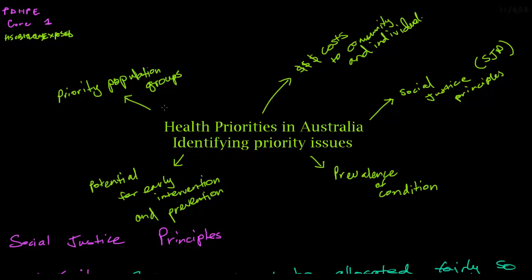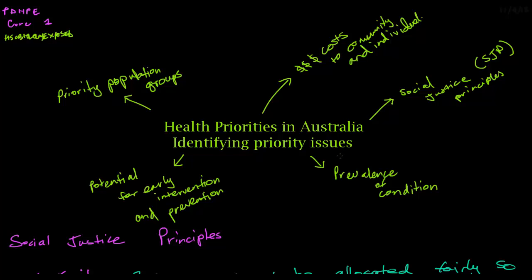So what population groups are in priority for receiving additional care or any sort of care in a particular area or issue? Then the next thing is, how much does it cost to the community and the individual? So what costs are involved to the community and individual? The next thing is the social justice principles. We also refer to them as SJP throughout our course.